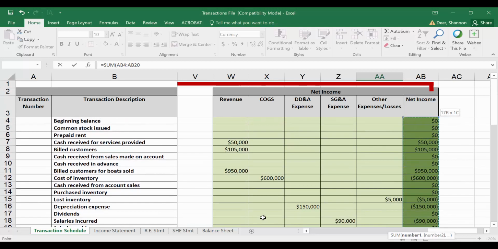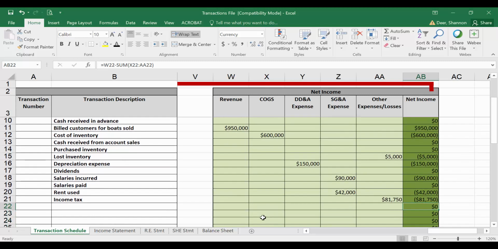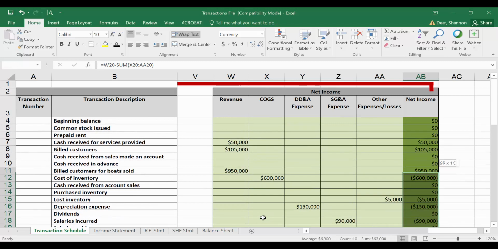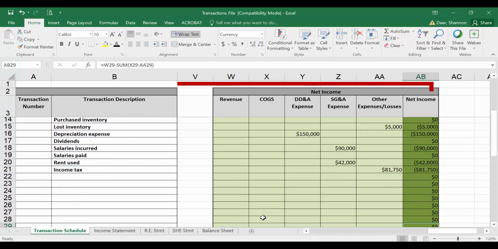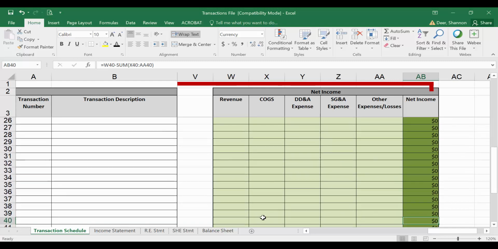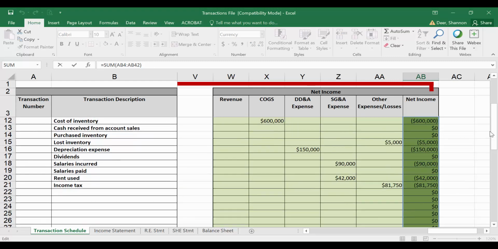So this is just net income before taxes. I want to close my parentheses. I'm going to multiply that by 0.375. And that gives me my tax expense for the year, which is also subtracted from net income. So this number here is all of my income before taxes, and this is my income tax expense. So that total net income is also including that income tax expense reduction.